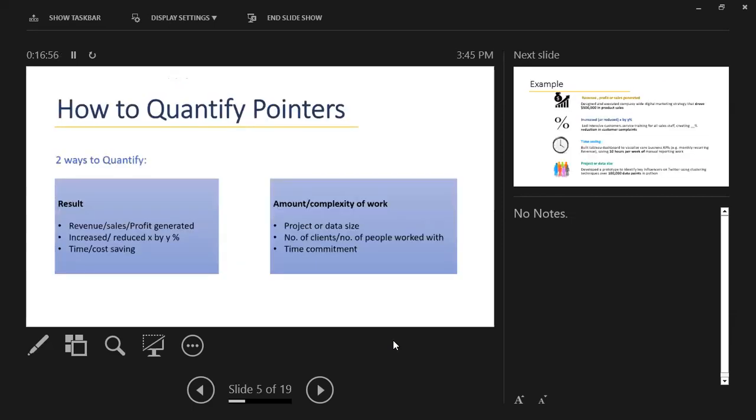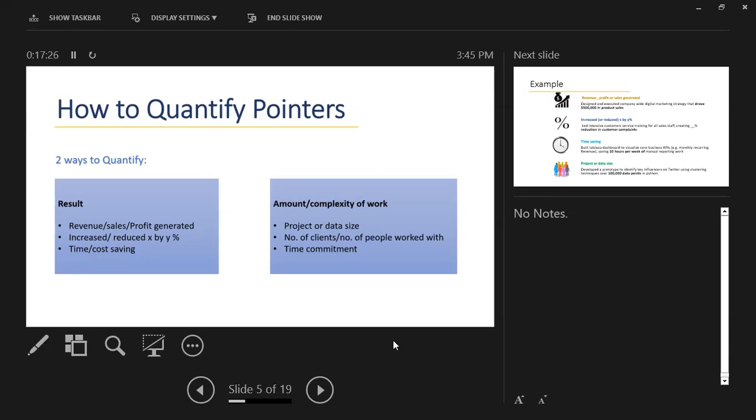Now, how to quantify these pointers? There are two ways. Many a time we face this challenge of how to quantify. Maybe you can talk in terms of revenue, sales, or profit generated. Maybe there is something that increased or decreased, or maybe you saved something in terms of time or cost. If you are thinking along all these lines, you will get some numbers, and there must be some kind of numbers in your resume.